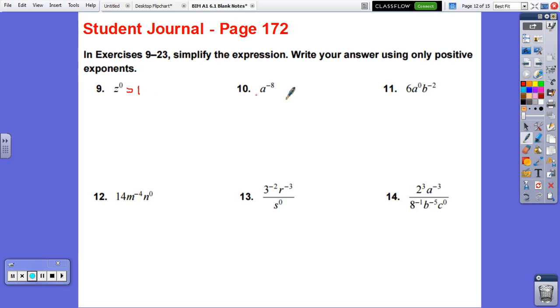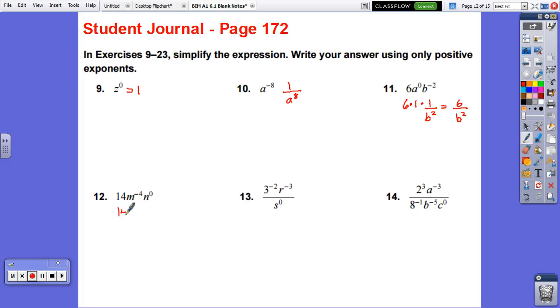Hopefully you got z to the 0 is 1. A to the negative 8 is 1 over a to the 8th. Those two are pretty easy. Now we come here and we're combining them. We have 6. A to the 0 is 1. B to the negative 2 is 1 over b squared. So 6 times 1 is 6 over b squared, and that's our most simplified answer.